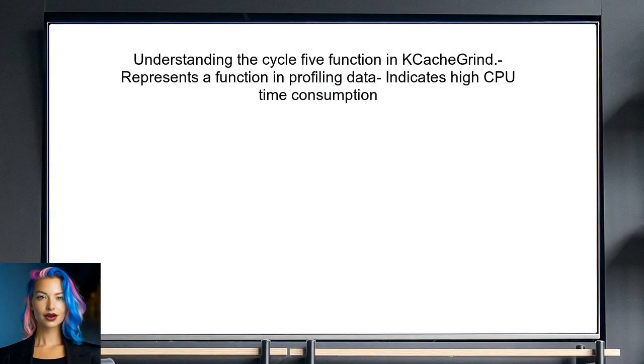To understand the meaning of the cycle5 function in KCacheGrind, the user should first recognize that this function represents a part of the profiling data generated by cProfile. It indicates a function that is consuming a significant amount of CPU time.